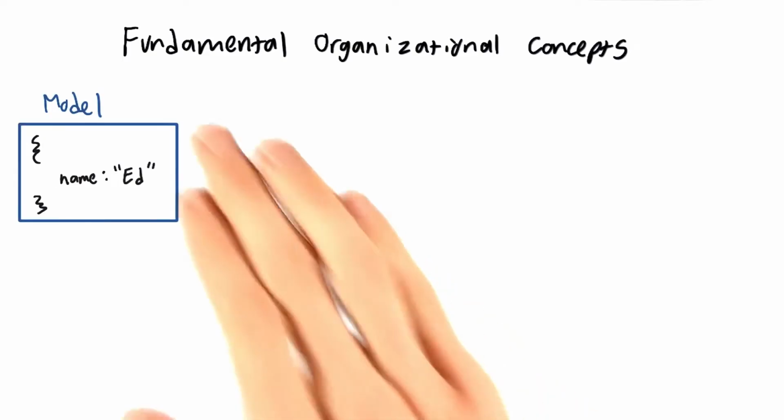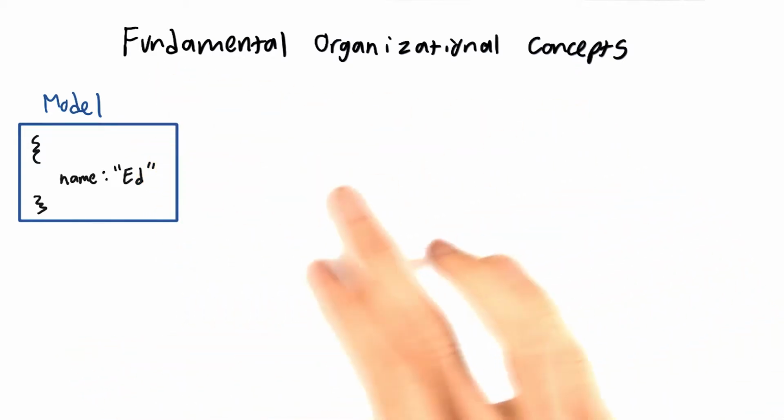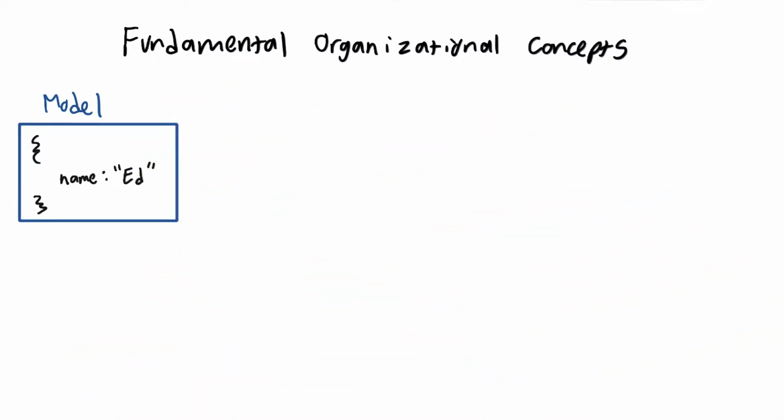The first on our list of fundamental organizational concepts is models. Now we've already talked about these. Models just represent your data, and models can be stupid, like a JavaScript object literal as shown here, or they can be more intelligent, as in most other organizational frameworks, and as we'll see in a bit.